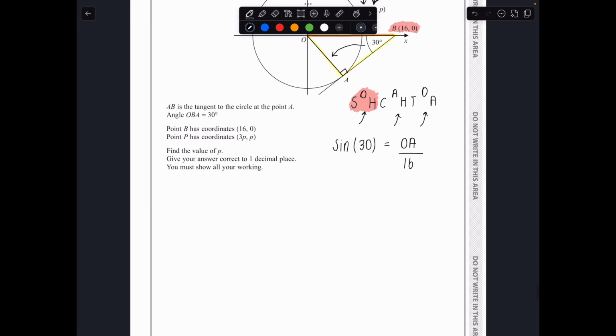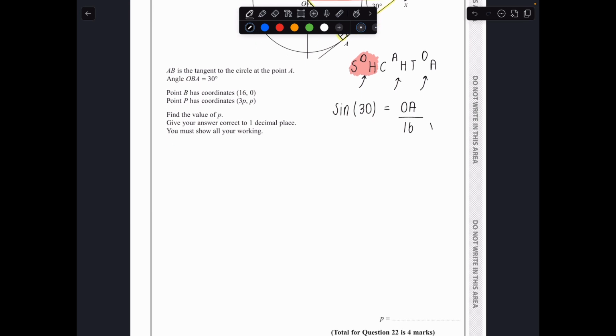Now in this case, we don't want OA over 16, we want OA on its own. So in that case, we need to divide both sides. Apologies, not divide, we need to multiply both sides by 16. So if we multiply both sides by 16, what is OA equal to? It's equal to 16 lots of sine of 30, isn't it?